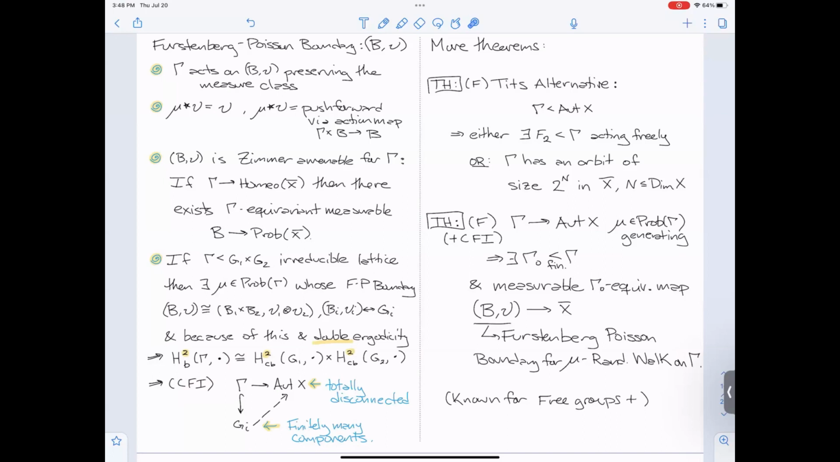Yes, so I like this theorem a lot. It has not really any assumptions. And if you do not have a finite orbit, then you will have this freely acting free group and you will get a genuine measurable map from the Furstenberg-Poisson boundary to the boundary of the Roller compactification. And that will have lots more properties that are very nice.